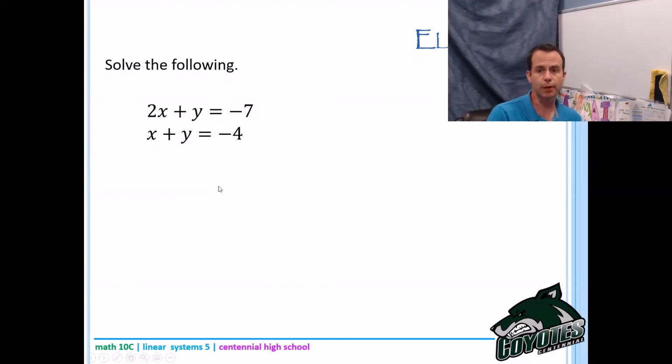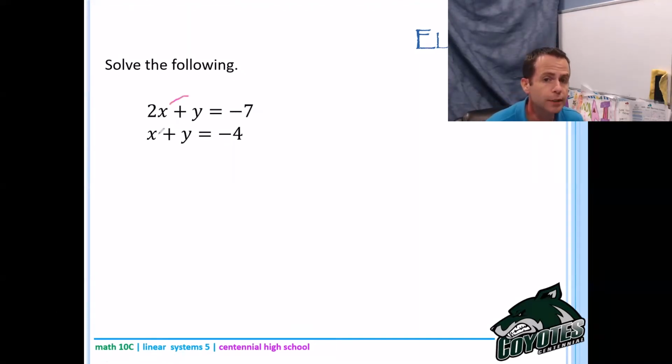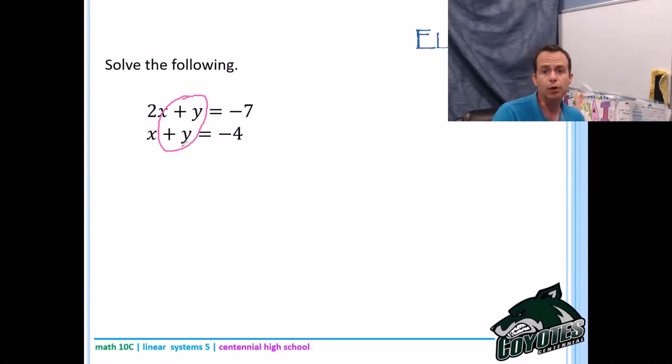So first of all, everything's as simple as I can make it. Everything's lined up on top of each other. And actually, again, on this guy, I'm ready to eliminate. Okay, I have y and I have y, so I don't need to do any multiplication. These are just ready to go. Now, how would they go? Would I add these together or would I subtract them from each other? I would actually subtract this time because the signs are the same.